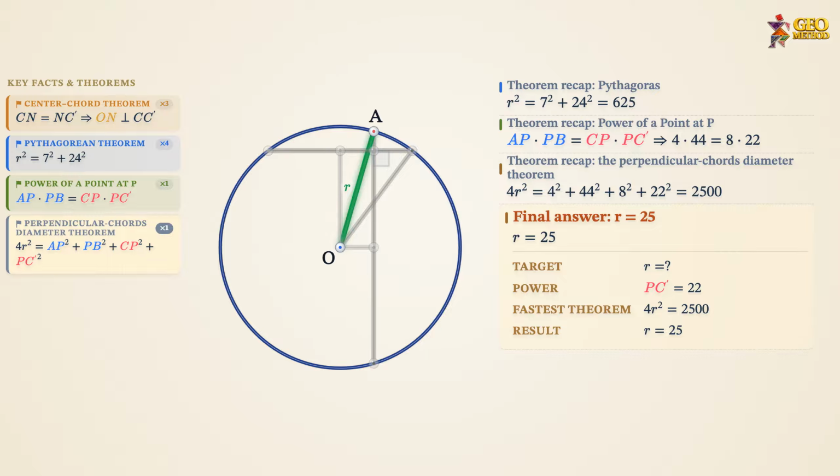The strongest lesson is not only the number, but how the same geometry can be read through coordinates, chord products, or one compact perpendicular chords theorem. So the final answer is 25. A good geometry problem often has more than one beautiful solution.